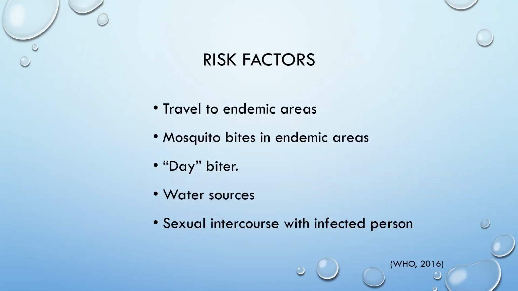Risk factors for the Zika virus include travel to endemic areas and mosquito bites in these endemic areas. The mosquito is known as an aggressive day biter, so being out during the day adds to the potential of being bitten. Water sources: the mosquito breeds in standing water, so lower elevation areas near water would be a risk factor. The risk of getting infected is likely to be minimal at elevations above 6,500 feet because mosquitoes are largely absent from this area. And sexual intercourse with an infected person is also a risk factor.